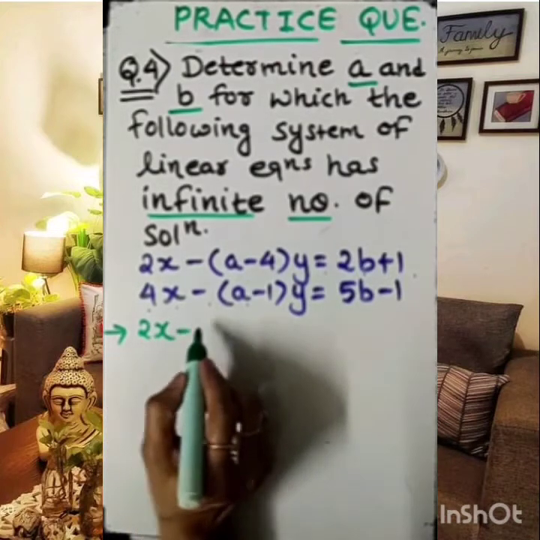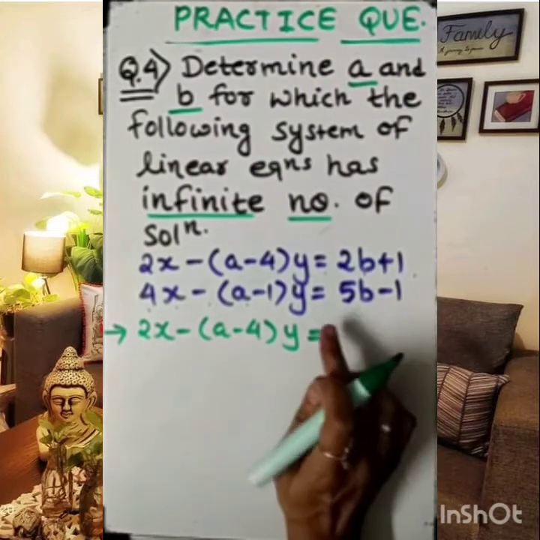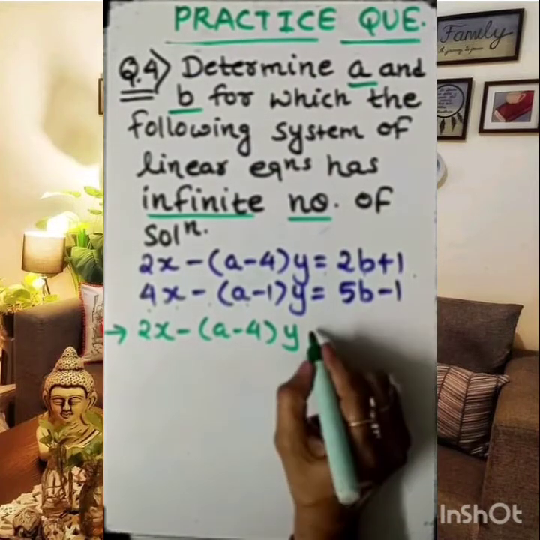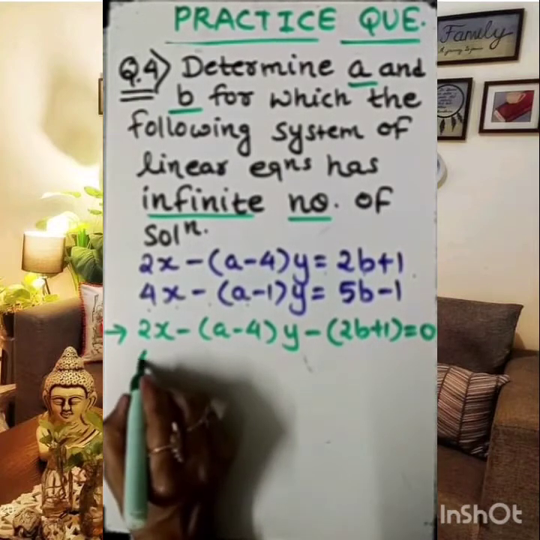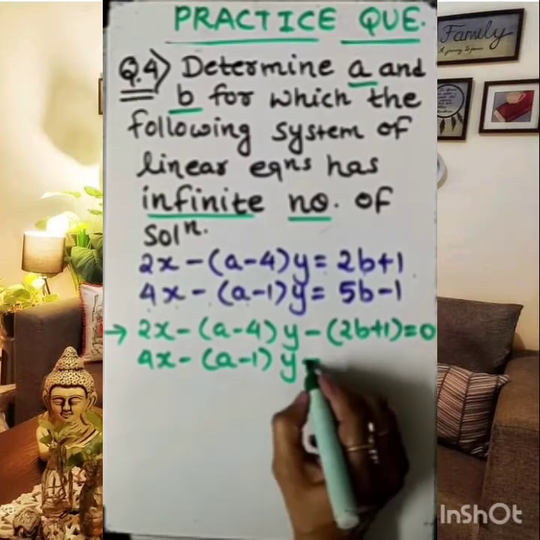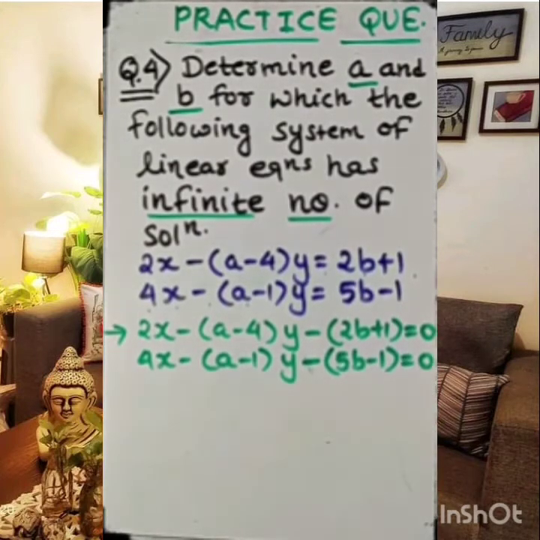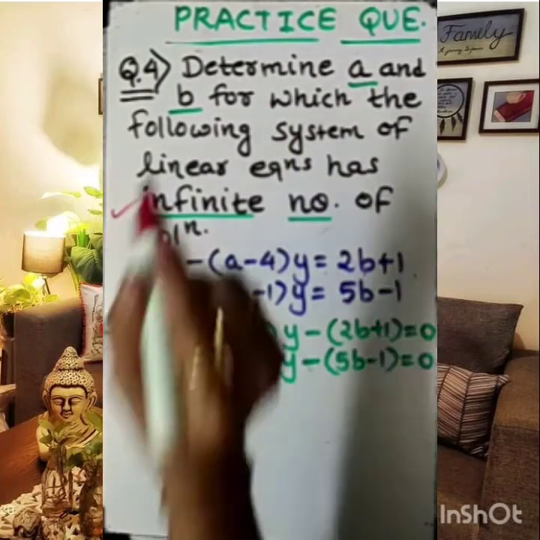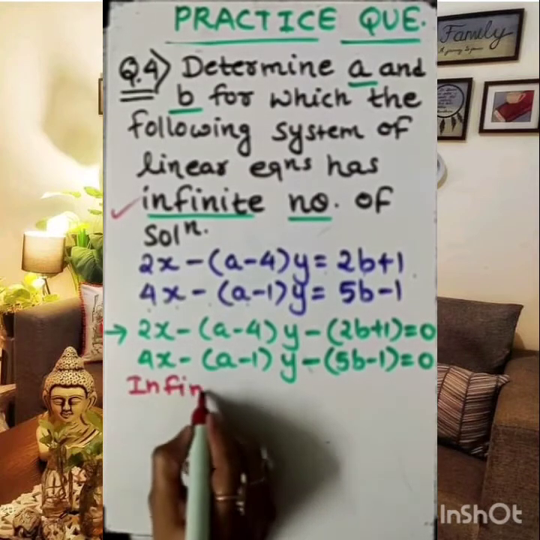In the solution, first I am bringing this term, means c1 portion, to this side, so it becomes minus. So minus (2b plus 1) equal to 0. Same procedure I am applying for equation number 2. This I am bringing to this side, so it is minus (5b minus 1) equal to 0. So my dear student, here very easy. Now focus on the sentence which we are given, infinite number of solutions. Okay, so what does it indicate? Let's begin our solution from there.